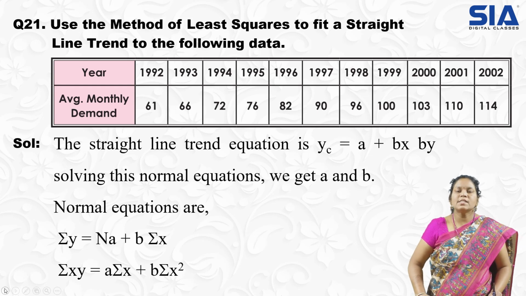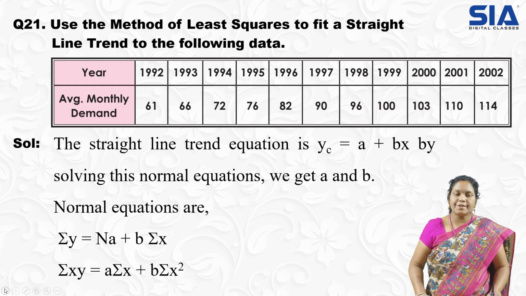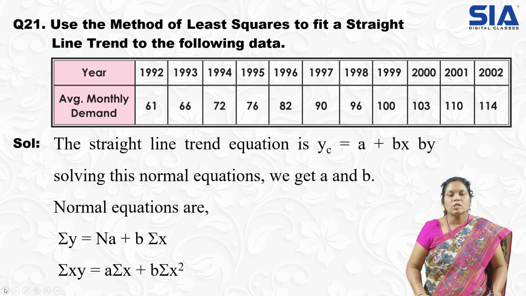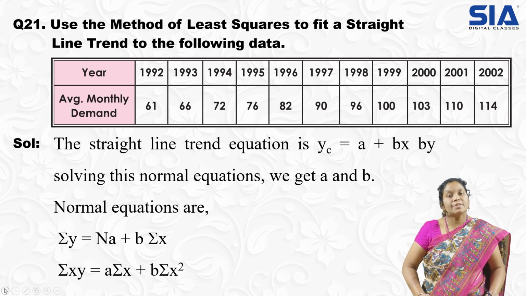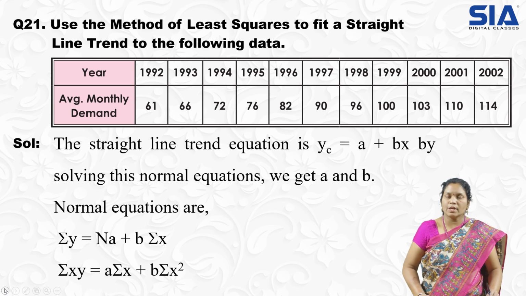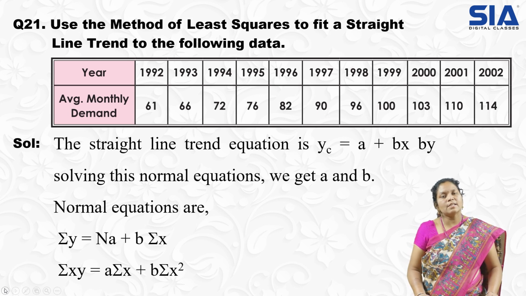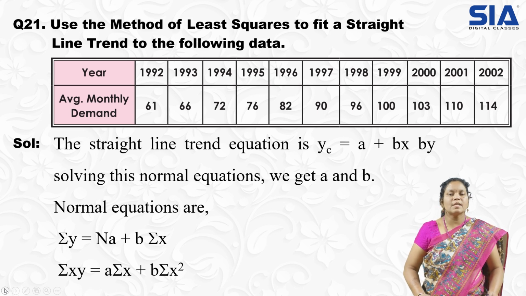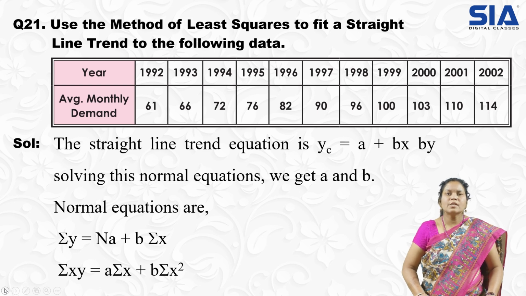Use the method of least squares to fit a straight line trend to the following data. We call it the least square method. We call it fit a straight line to obtain the trend. So, in the exam, don't get confused. The least square method is the same as the straight line method. Obtain the straight line trend to the following data.